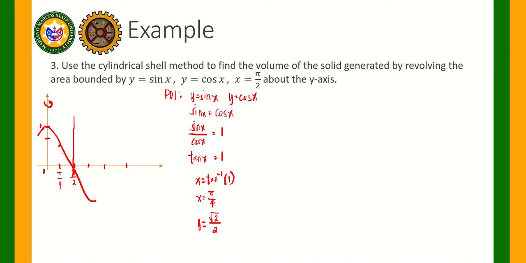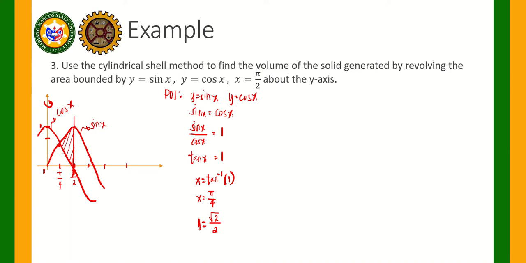And for cosine naman, this is cosine. For sine wave, we have this. Okay. So, ito ngayon yung sine wave natin. So, this is sine x. This is cosine x. Okay? So, yung sine wave natin starts from the origin. Yung cosine x natin starts from somewhere sa y-axis. Okay. So, ito yung point of intersection nila and this is x equal to pi over 2. So, this is the area na kukunin natin or i-revolve natin sa y-axis to get its volume.